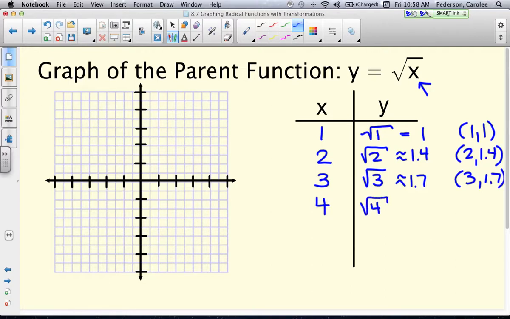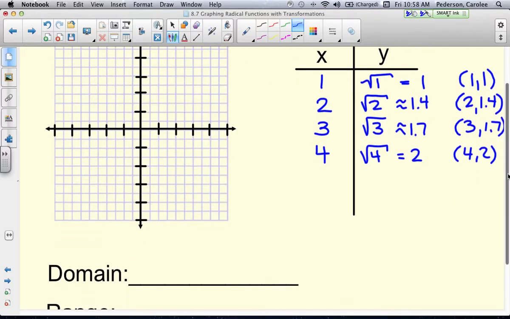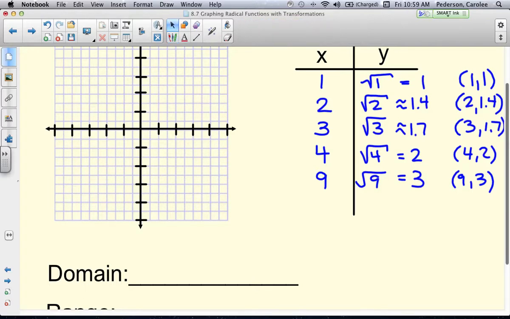Now let's go to 4. Square root of 4 is 2. So we have ordered pair (4, 2). I'm going to jump ahead to 9, and you'll see why in just a moment. The square root of 9 is 3. So anything between 4 and 9 is a decimal of 2 point something. So if we look at these important numbers, just things that are whole numbers, 1, 4, and 9 give us nice, pretty ordered pairs to graph.